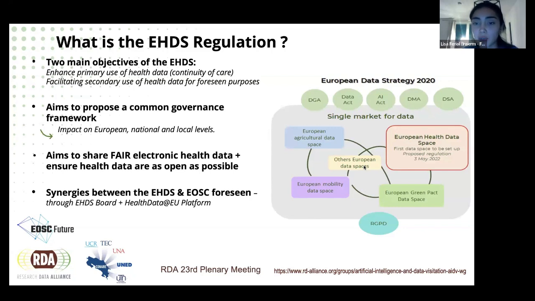So the main objective is to propose a common European governance framework for access to health data, which will have an impact at different levels: European, national, and local. The COVID-19 crisis has highlighted the need to share health data in compliance with the FAIR principles, but also to ensure that health data is as open as possible while respecting the principle of minimization. So synergies are therefore planned between the EHDS and the European Open Science Cloud with the aim of opening up data. Next slide, please.